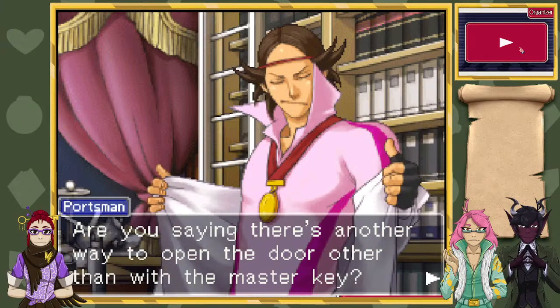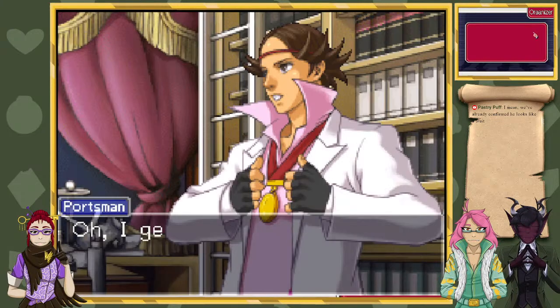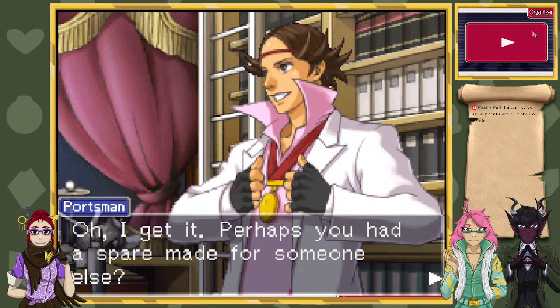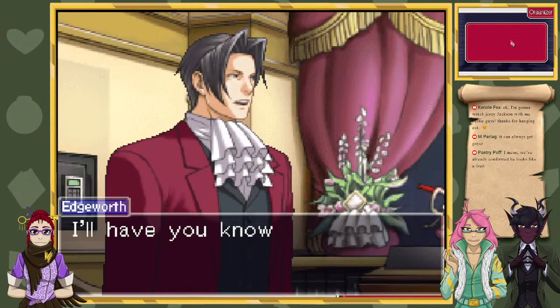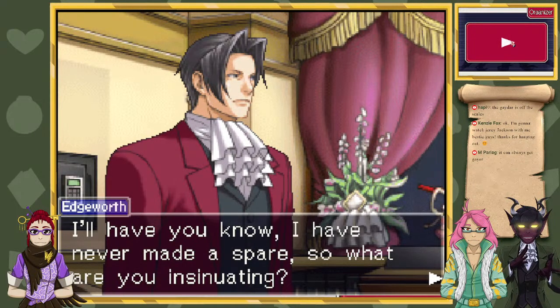Are you saying that there's another way to open the door other than with the master key, bro? It can always get gayer. Sorry, that's not going to be hilarious. There's not a ceiling on the gay limit. Oh, I get it, though. Perhaps you had a... Fuck. Perhaps you had a spare made for someone else, bro. It's when the words are similar to each other next to each other. My brain shuts down. I'll have you know, I have never made a spare. So what are you insinuating?